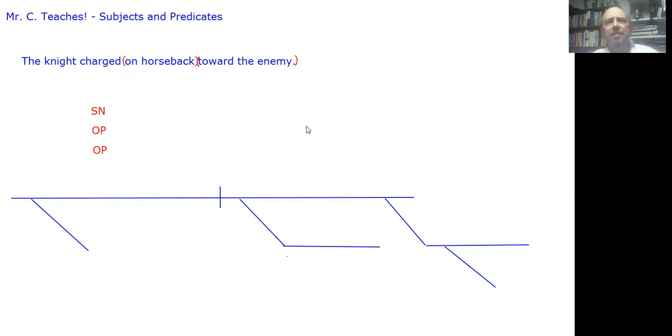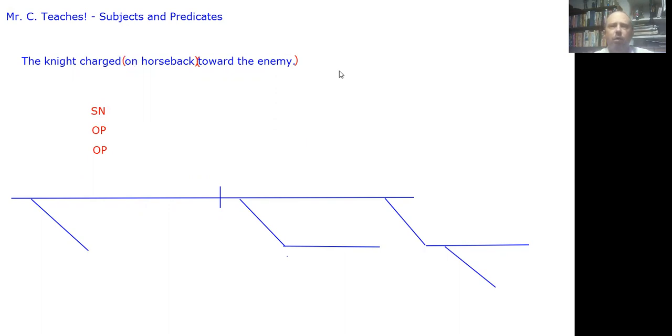This lets me know that no part of a prepositional phrase will ever be the subject or the predicate of a sentence. It might be part of the subject, it might be part of the predicate, and we'll get to that distinction in just a little bit. Now I'm left with three words: the knight charged.